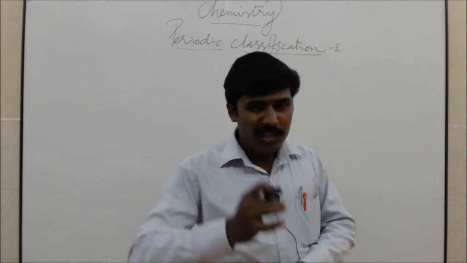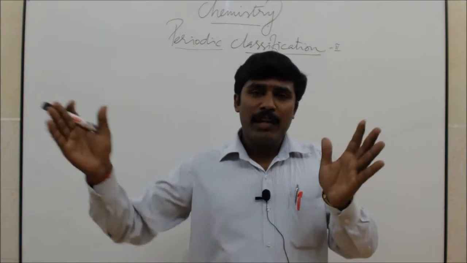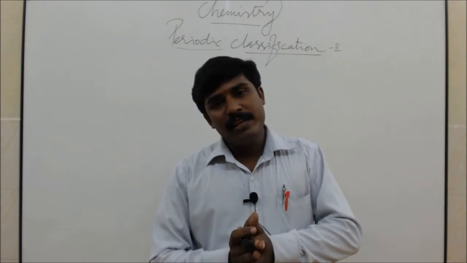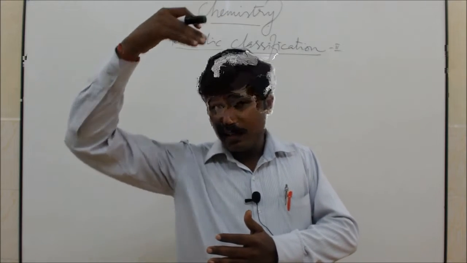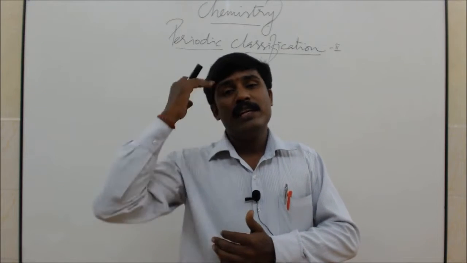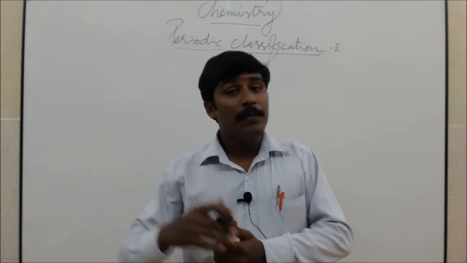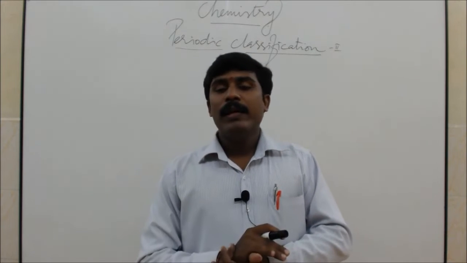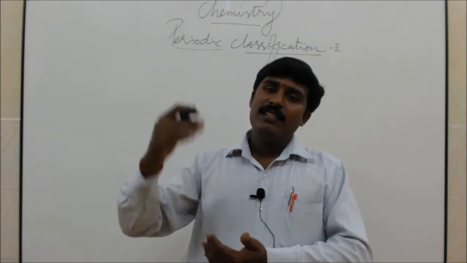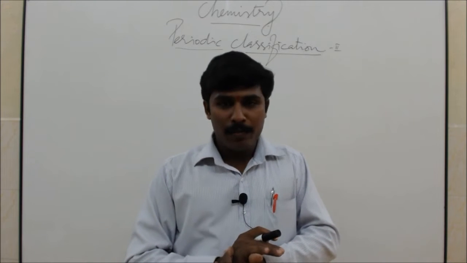At that time he knew only 72 elements, so he kept some gaps between elements. In Mendeleev's periodic table, elements were arranged based on atomic weight. But now we have the modern periodic table, where the elements are arranged according to increasing atomic number.